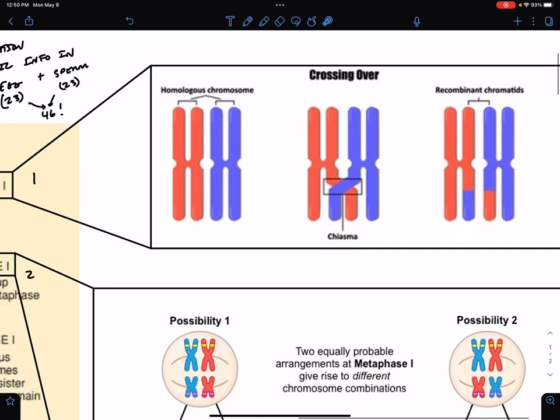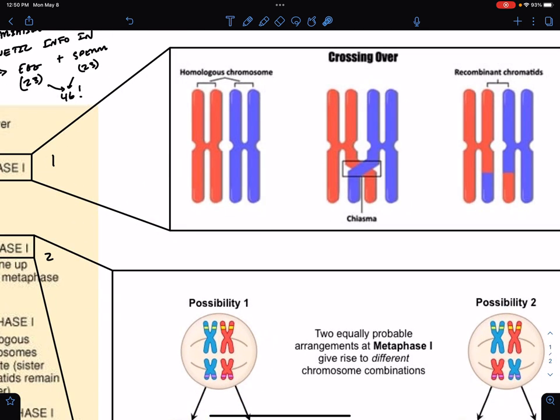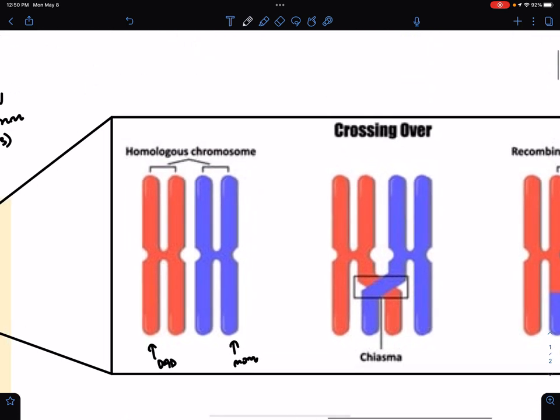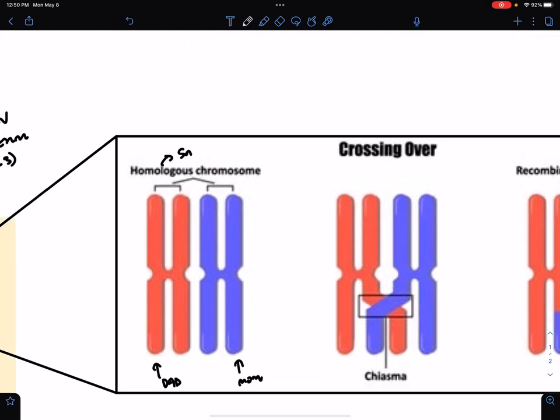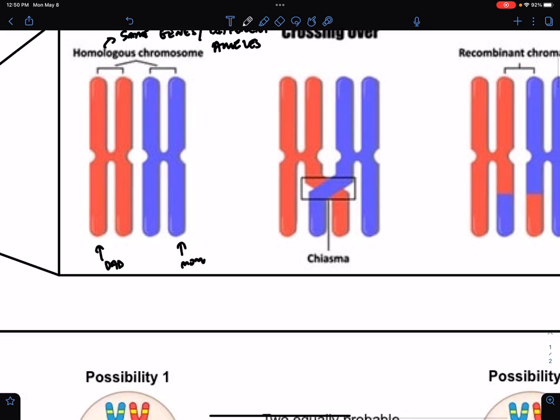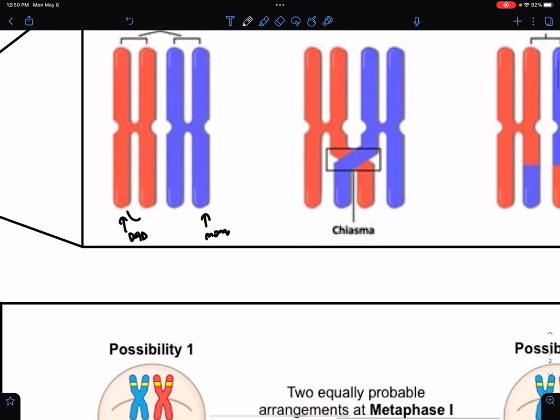Now, they're homologous, so this means that they share all the same genes. So let's say you got this one from dad, and you got this one from mom. They're homologous chromosomes, so they have the same genes, but different alleles. And then this is a homologous chromosome relative to this. The relationship that these two red guys have to one another is they're sister chromatids.